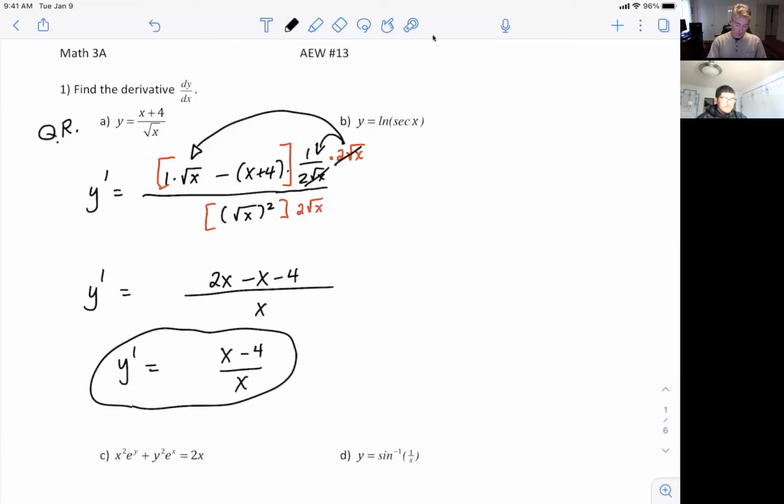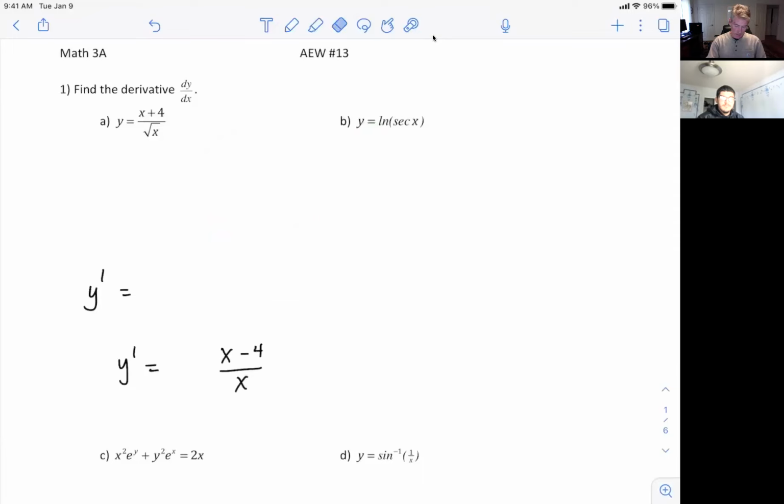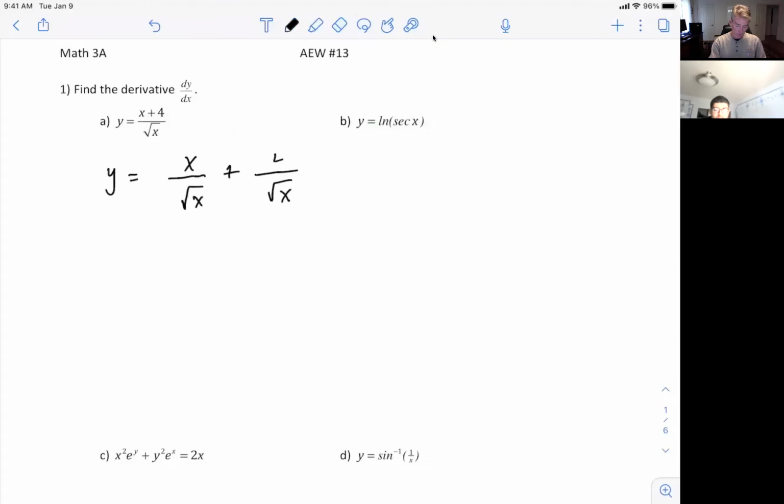I was also thinking there's another way to do part A. And that is you start over, and at the beginning you do algebra. And just separate this into 2 fractions, as long as you keep the common denominator, the square root of x. And then the first numerator will just be x, and the second one will be plus 4.